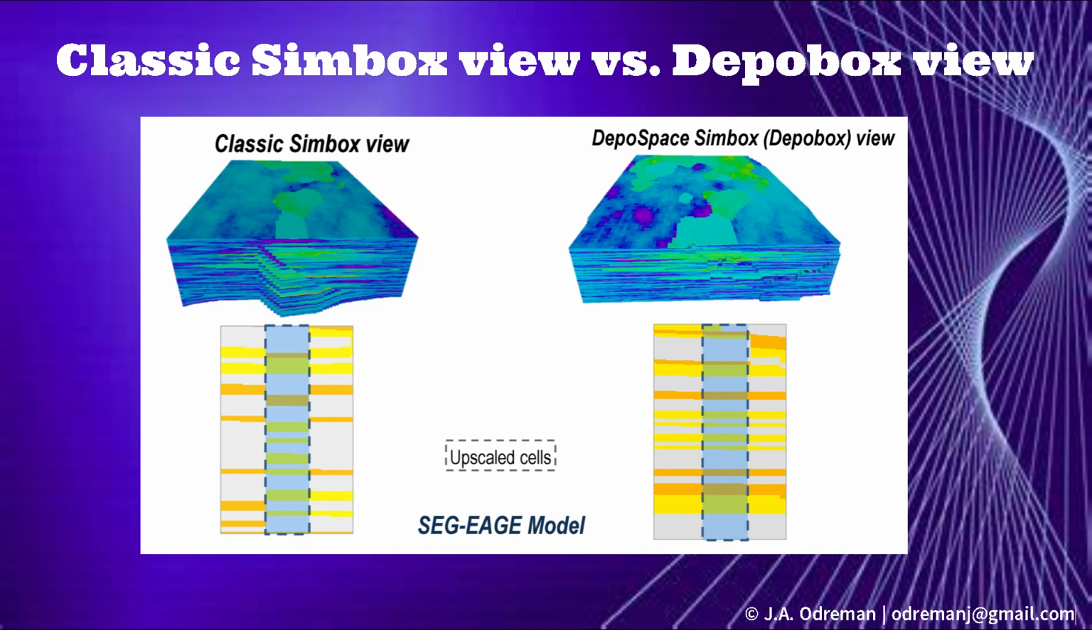In contrast, the depot box view, right, represents the original undeformed state of the layers as they were deposited. This view simplifies the complexity of the geological structure, offering a clearer representation of the initial conditions before any tectonic deformation occurred. The classic SymBox view is effective for analyzing the current state of a reservoir, while the depot box view provides insights into the original depositional environment.